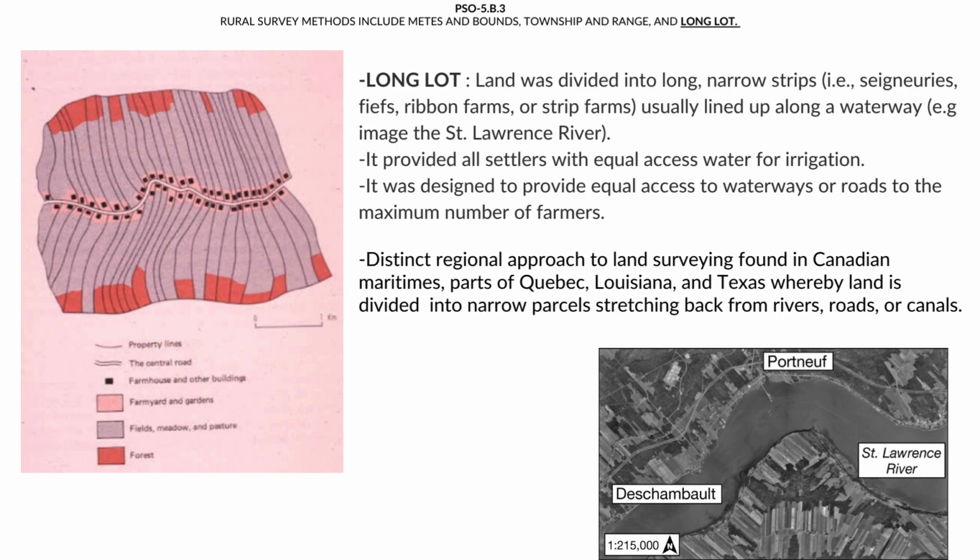The long lot system gave each farm a long strip of land stretching back from a river or a road, kind of like pizza slices or a cake, and everyone got access to water, which was crucial for survival and trade. So the French settlers used this a lot in Canada and Louisiana. It promoted fairness and water access. It wasn't the most efficient, but it was fair, if that makes sense.